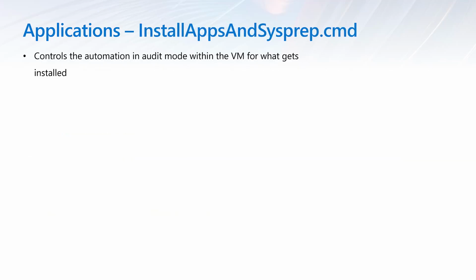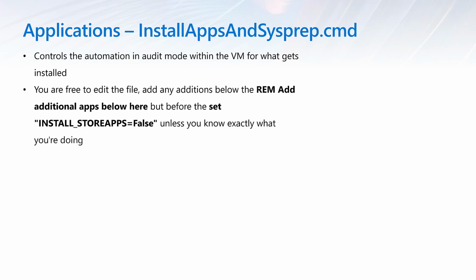So what this file does is it actually controls the automation in audit mode within the VM for what gets installed. And you are free to edit the file. However, you should add any additions below the rem add additional apps below here line, but before the set install store apps equals false line, unless you know exactly what you're doing, because there's a lot of stuff that's going on inside of this file. And so you want to make sure that you're adding your additional apps in the right place, so you're not impacting any of the other things that are going on.